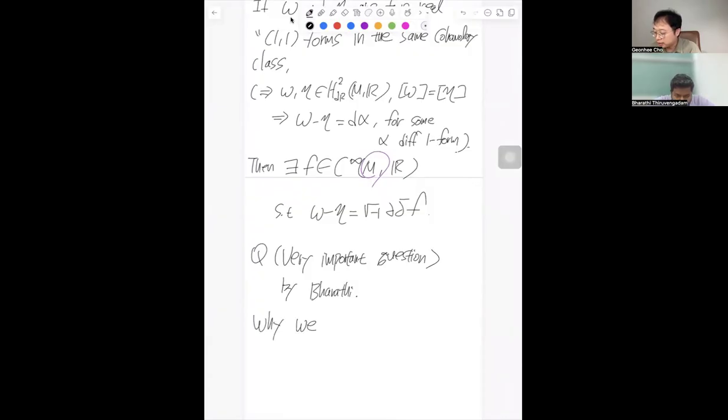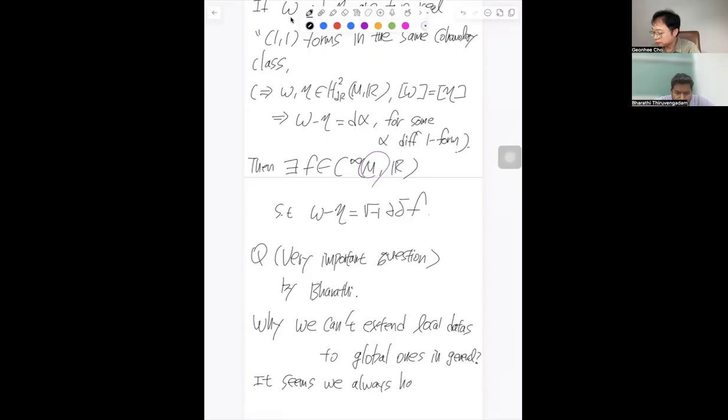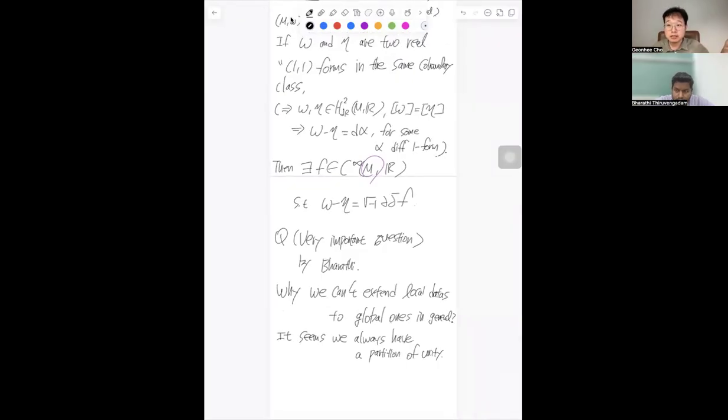Why can't we extend local data to global ones in general? It seems we always have a partition of unity. A partition of unity guarantees that as long as we have local data, then we can simply glue them all together. So why is this not guaranteed?